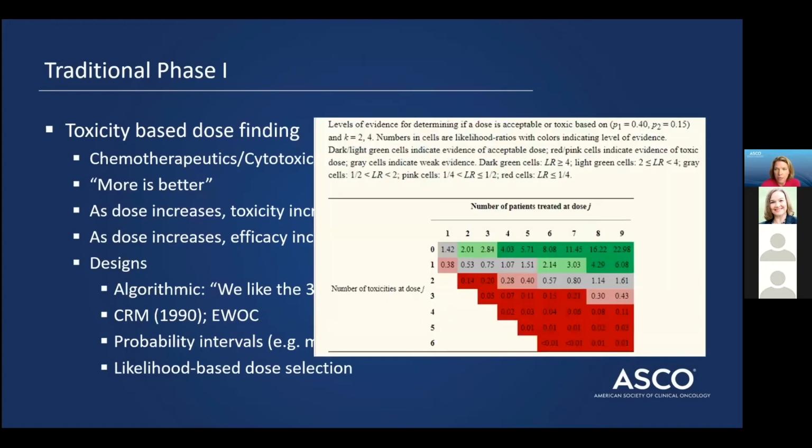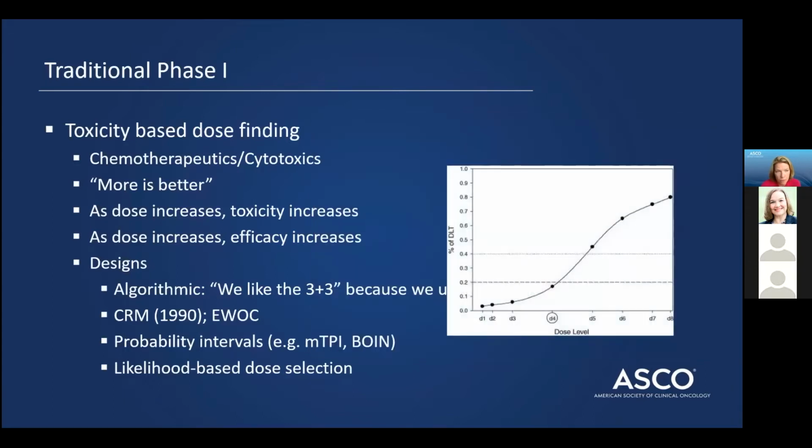So here's an example that's a little bit more rigorous than the 3+3 design. For acceptable and unacceptable dose levels, depending on how many patients are treated at an individual dose level, it shows what the likelihood ratio would be in terms of evidence for or against that dose level being considered acceptable, where green means it's an acceptable dose level, red means it's unacceptable, and the grays and the pinks and the light greens represent weak evidence of acceptability of the dose. Here we see a schematic that shows what the CRM design looks like in practice.